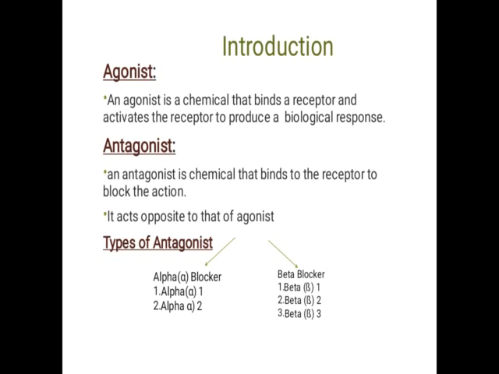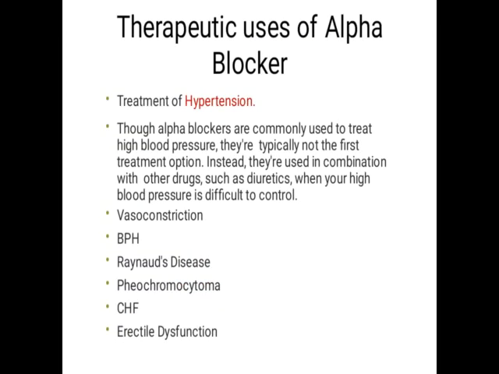Okay, so these antagonists are classified into alpha blockers, alpha 1 and alpha 2 blockers, and beta blockers, classified into beta 1 blocker, beta 2 blocker, beta 3 blocker. Such drugs are also called adrenergic antagonist agents, or sympatholytic agents.